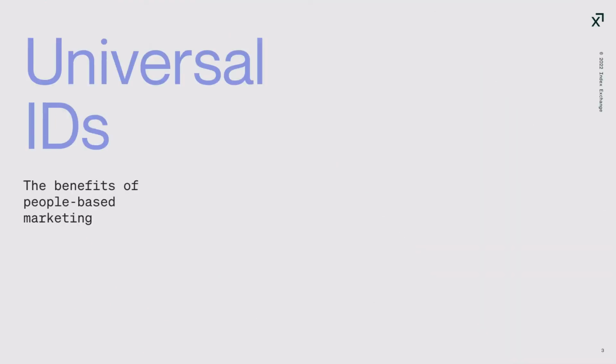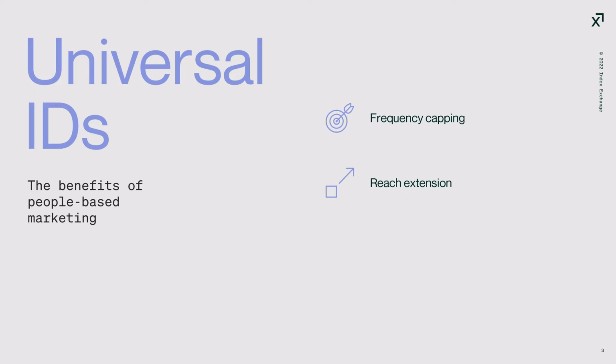Let's talk about some of the advantages of universal IDs. Authenticated universal IDs, which are based on email, offer all the benefits of people-based marketing, such as reaching a consumer across all of their devices while managing how many times they can see an impression. They also allow cross-device attribution and the ability to measure a conversion on a device that might not have seen an impression. Another big advantage with these IDs is that the way we target and measure audiences doesn't change that much with respect to what we do now.